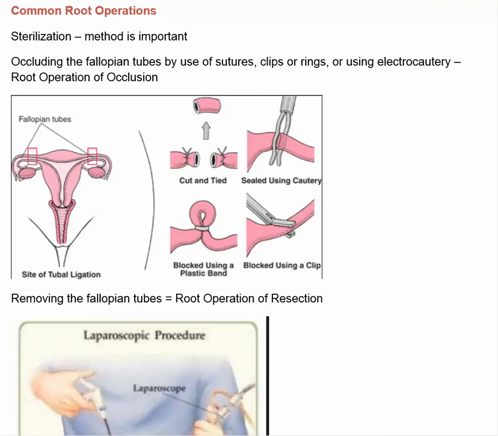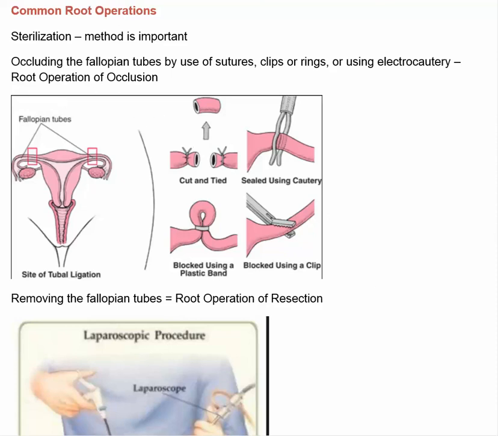How they do it still relates back to the root operation of occlusion. If they use some type of sealing, cautery, they use a clip, they block it with a band, or they cut it and tie it, they tie the two so there's no longer this connection. Those all would equate to the root operation of occlusion.